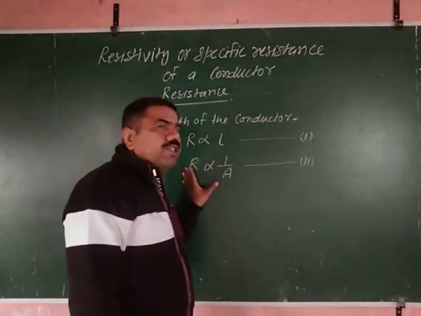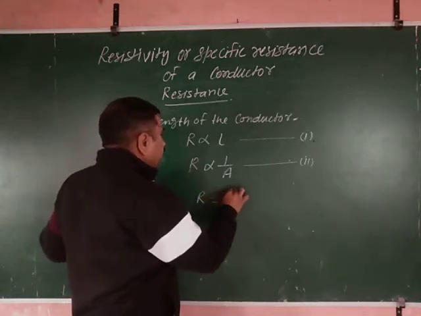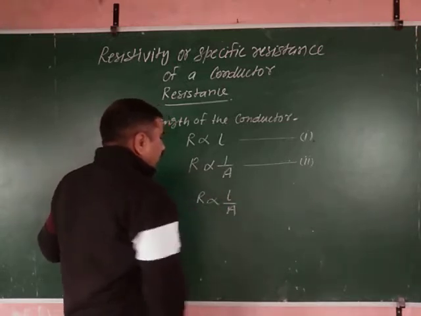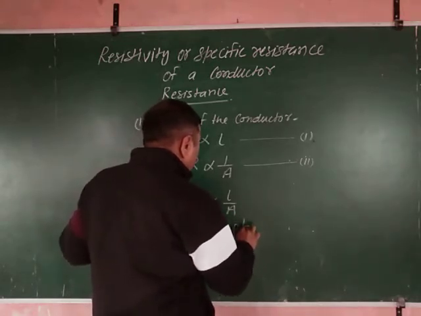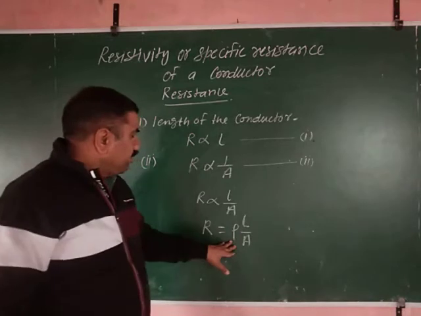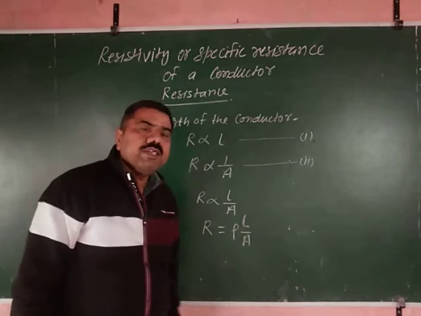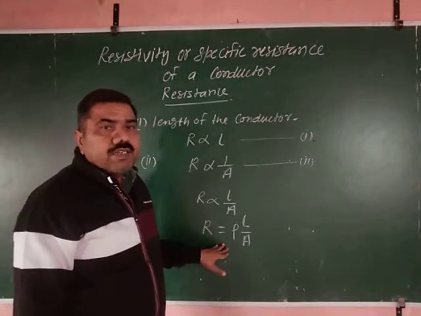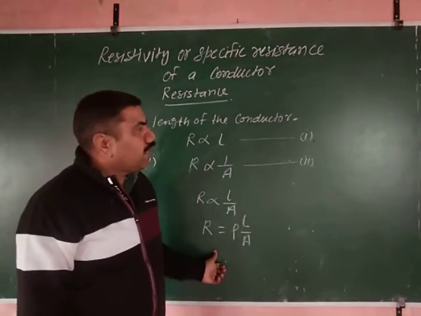Now we will merge these two equations. Then the new equation will become R proportional to L upon A, or R equal to rho into L upon A, where rho is the constant of proportionality, and this constant of proportionality is called resistivity or specific resistance of that conductor, and its value depends on the material of the conductor.